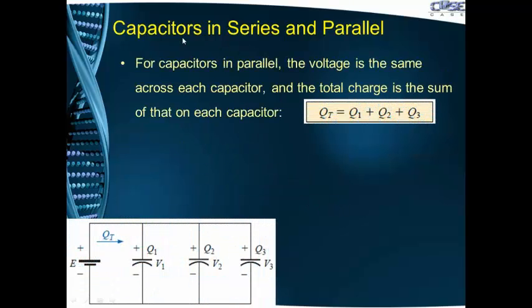Now when capacitors are connected in parallel, as shown in this figure, we can see that the voltage across each capacitor would be equal to E. And the charge established on each capacitor adds up: the total charge would be equal to the sum of the individual charges. So Qt would be equal to Q1 plus Q2 plus Q3.